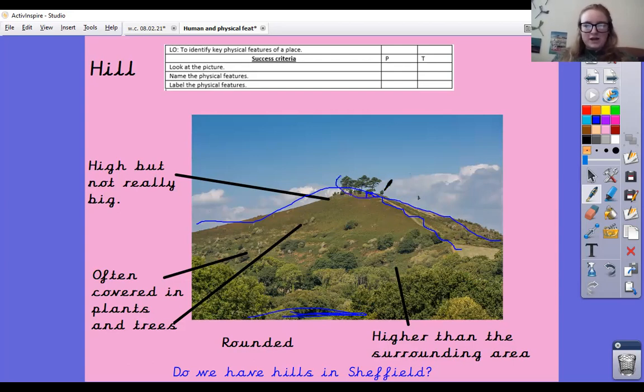At the top, we've got some trees up there. We can see lots of grass, lots of plants going on. They're always rounded, nice and round. So you can see here, it goes all the way up. It's not really pointy at the top. It's nice and round. It goes back down.